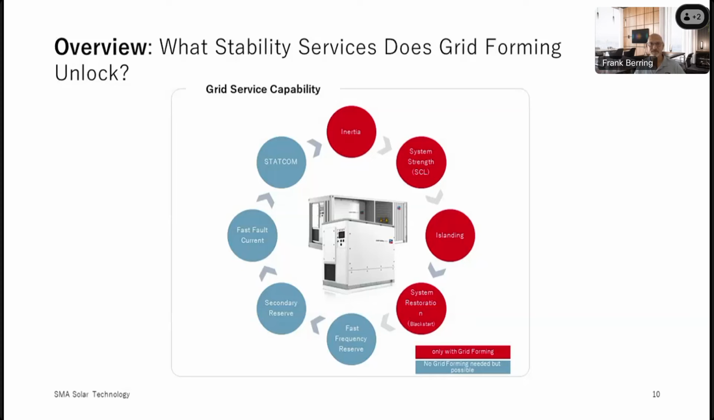Right. I'll try to hit the last one. I think it's an interesting question. When we use the term grid forming, is it determined at the plant level or inverter level? And if it is at plant level, do all inverters need to be grid forming? It is an interesting one.